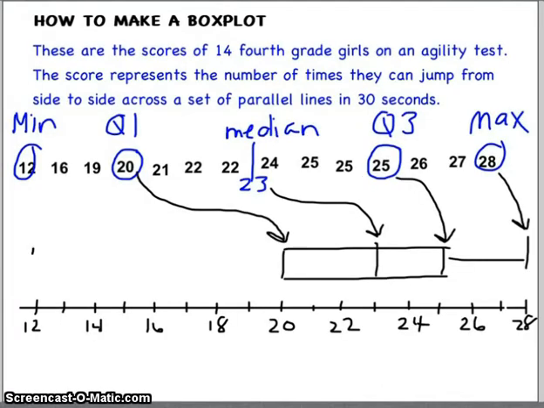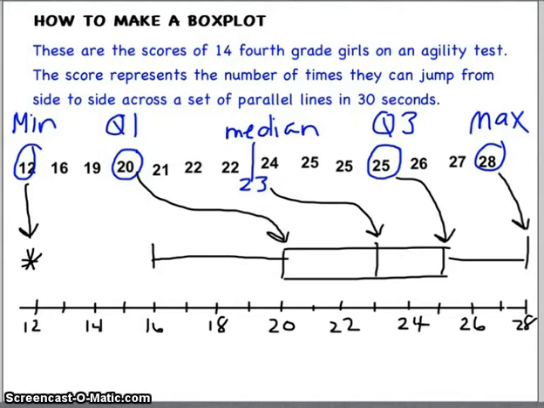So we mark an outlier with an asterisk, and then we extend the whisker out to the next lowest value, which is 16 in this case. Now 12 is still considered the minimum value, even though it's an outlier, but it's just drawn differently.